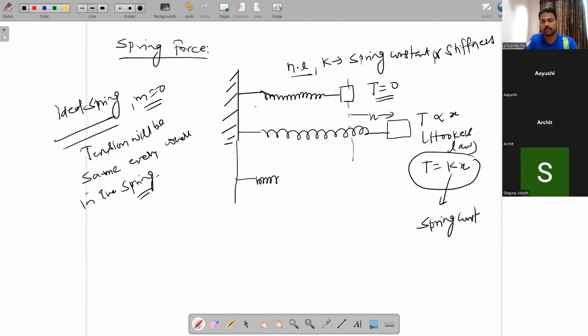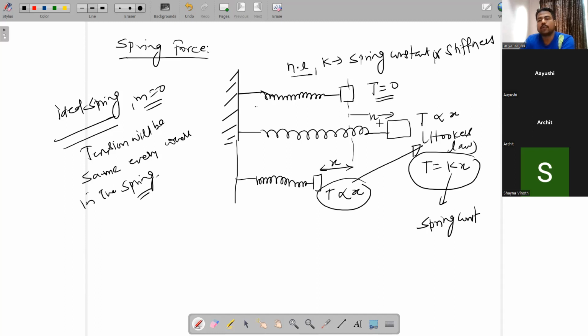You may also compress this by applying the force on this body. So this will be like something like this. Suppose here. And this is, from natural length, the compression. So again, tension in it will be directly proportional to the compression. And this is also known as Hooke's law.